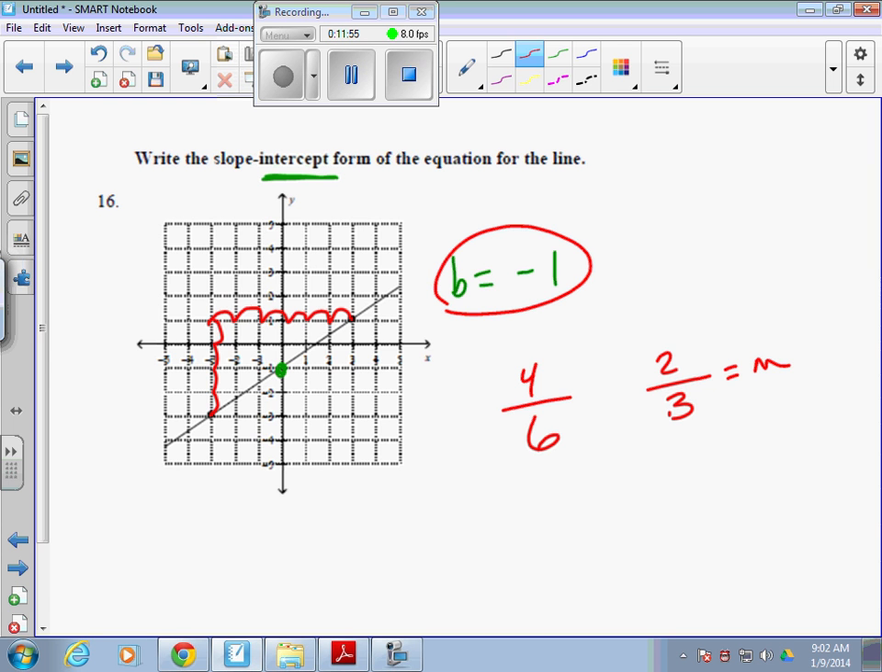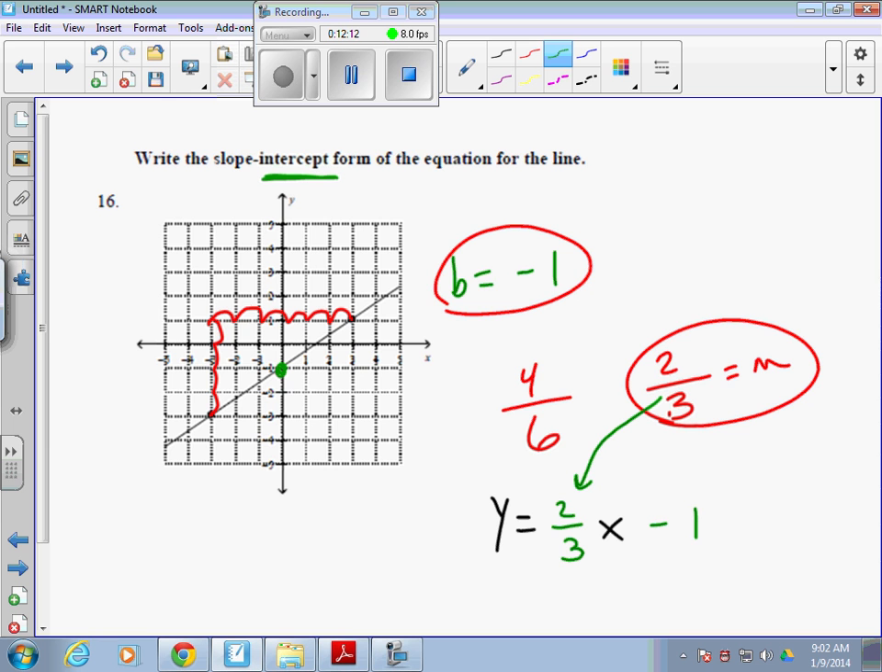So you have b's value and m's value. Now write your equation. Y equals mx plus b. Your m value is 2/3. So plug it in right there. Plus b is your b value, minus 1. Y equals 2/3 x minus 1.